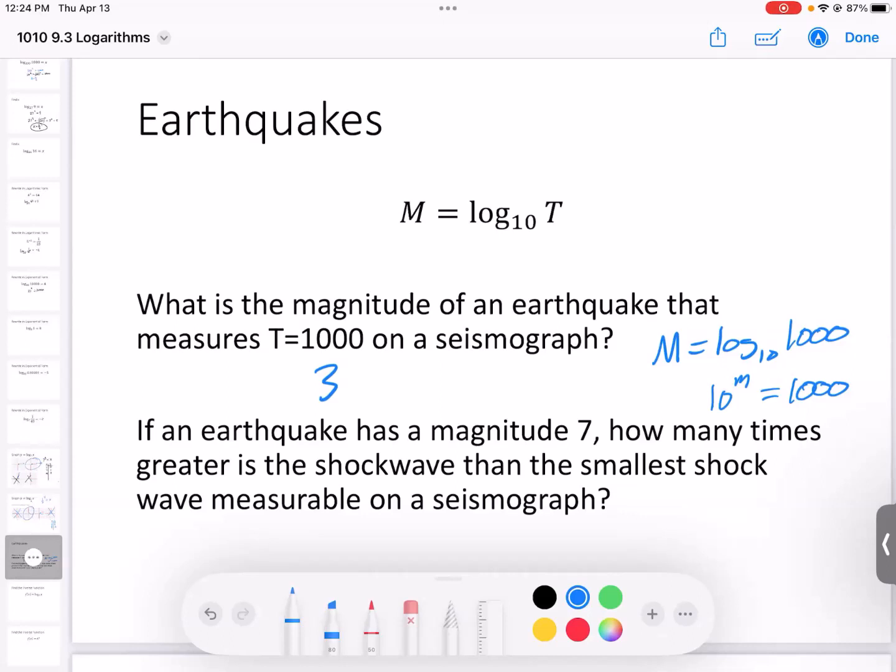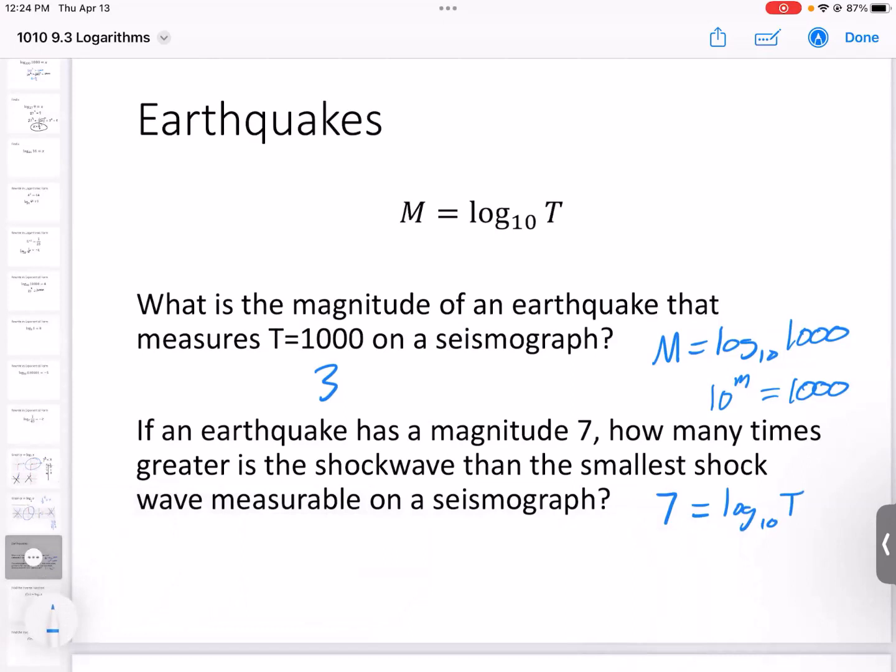So T is measuring how much greater the shock wave is. They're basically asking us to find T if the magnitude equals 7. So we can say 7 equals log base 10 of T. It might be easier if we think about this in exponential form, and we can write this as 10 to the 7th equals T. And what does that mean that T is?